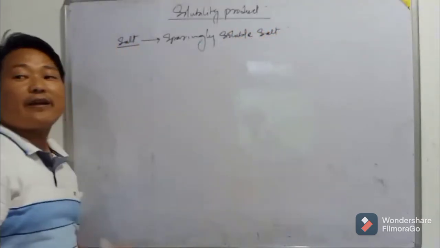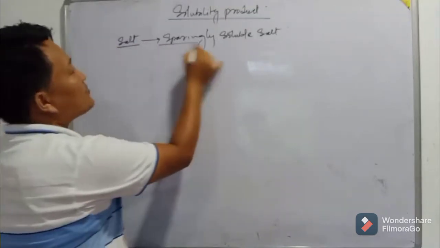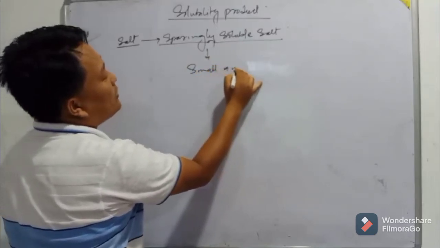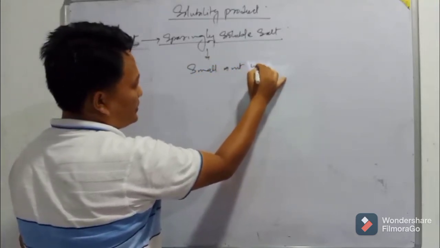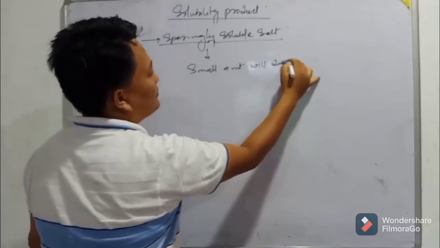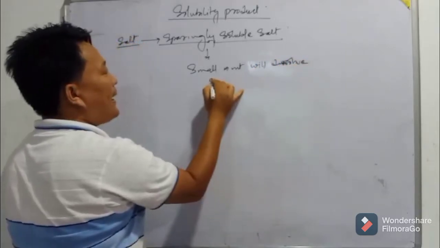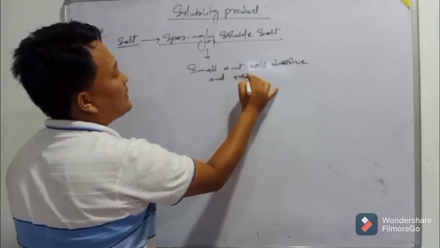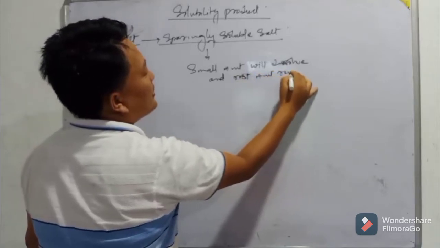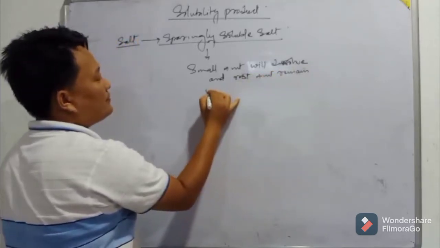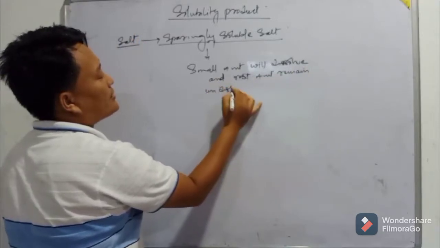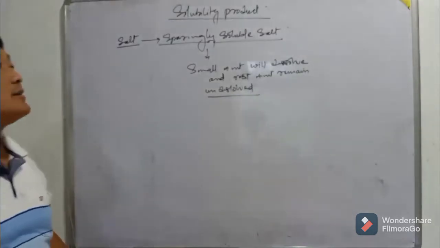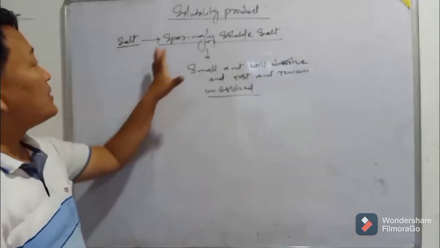And what is this one? Sparingly soluble salt. Okay, so what type of salt is called sparingly soluble? One from which a small amount will dissolve and the rest of the amount remains undissolved. That type of salt is called sparingly soluble salt.